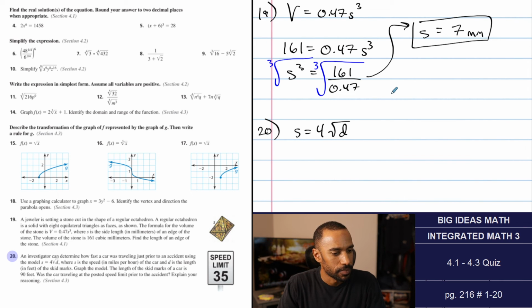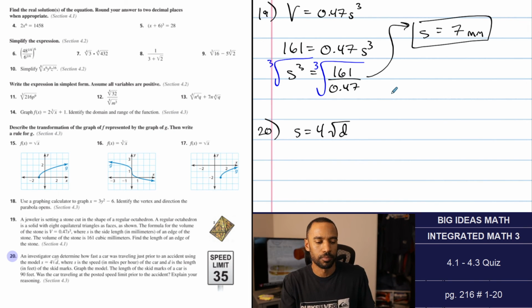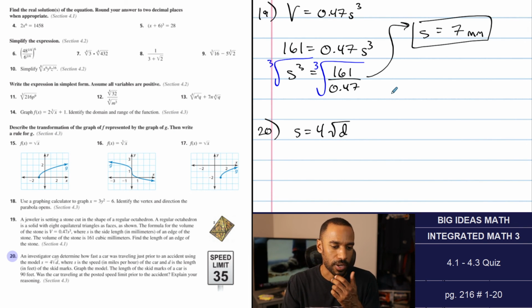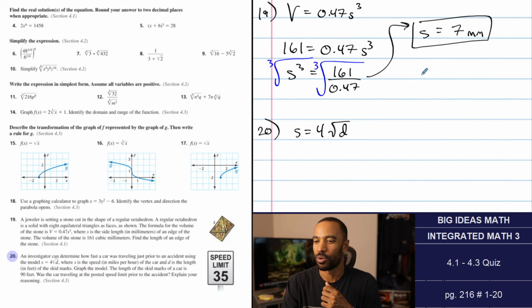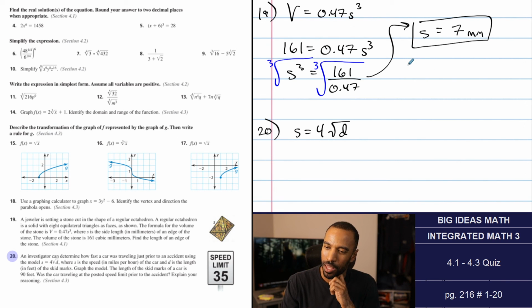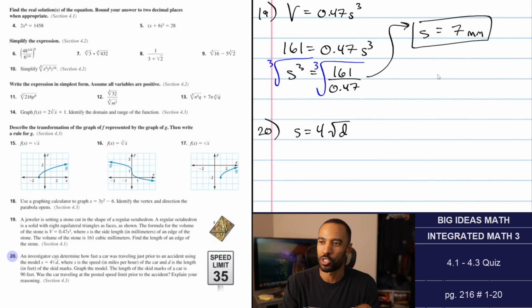Anyway, S equals 4 times the square root of D, where S is the speed in miles per hour of the car and D is the length in feet of the skid marks. Graph the model. Okay, I will, but I want to see the rest. The length of the skid marks of a car is 90 feet. Was the car traveling at the posted speed limit prior to the accident? Explain your reasoning.